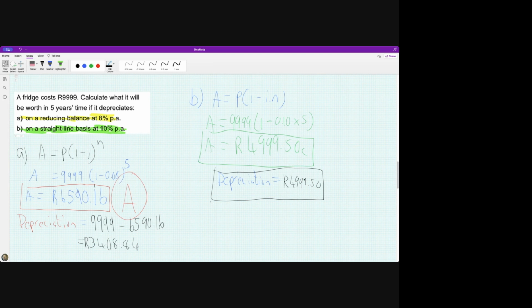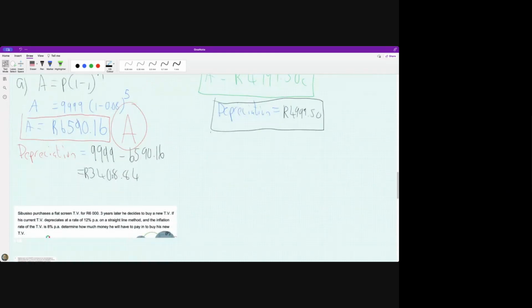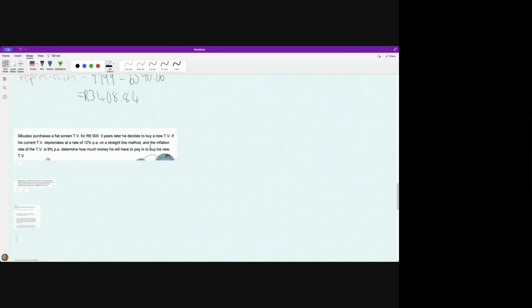Give me a thumbs up if you understand the difference between the depreciation rate and the amount of depreciation. That is awesome. Okay, cool. Well, let's keep swimming. All right, let's go do this from a past paper.